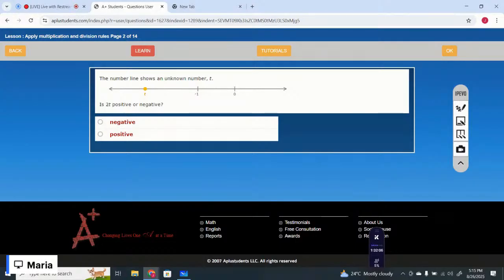The number line shows an unknown number t. Is 2t positive or negative? So t is on the left hand side of 0. That means t is a negative number, right? So 2 times t, 2 is positive, t is negative. The answer is negative. Option number 1.